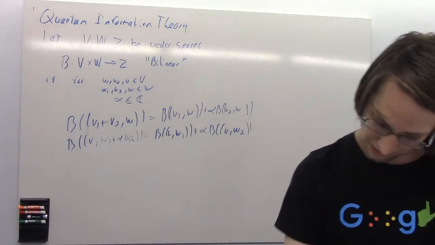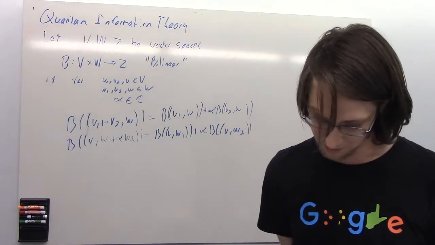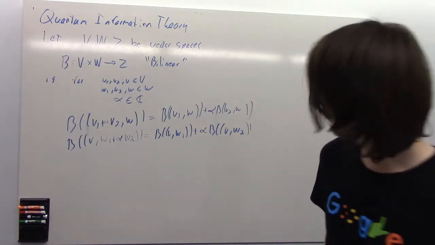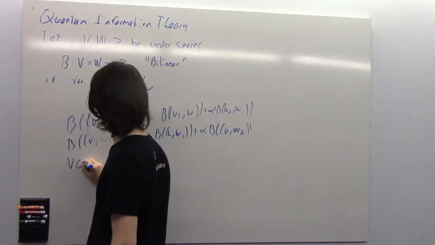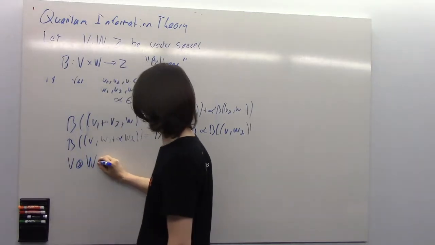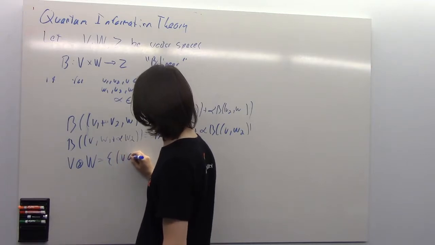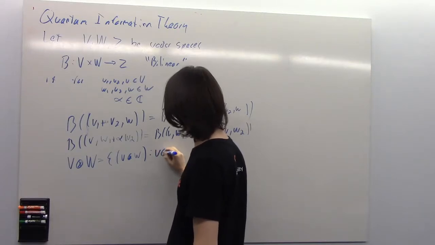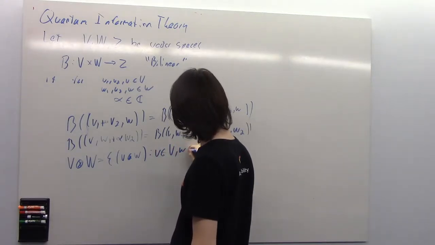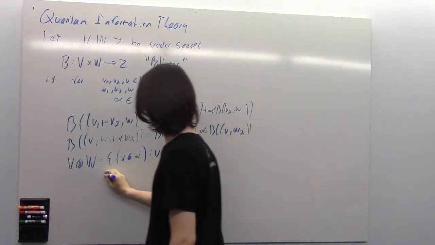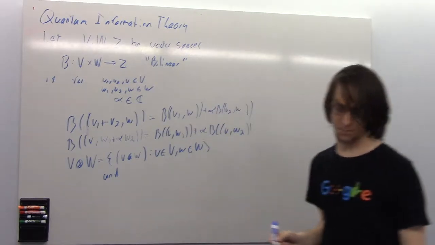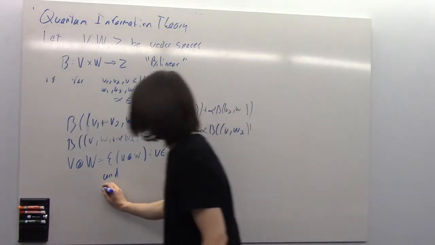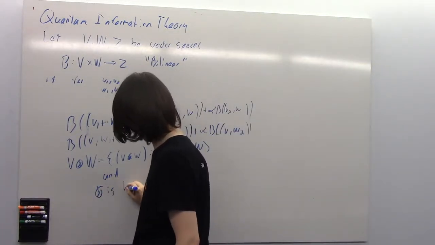So now we remember from our algebra, we're going to have V tensor W equals the set of v tensor w, such that v is an element of V, w is an element of W, and tensor is bilinear.